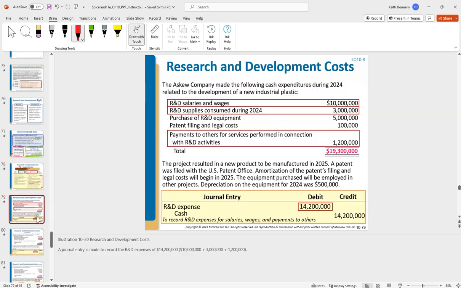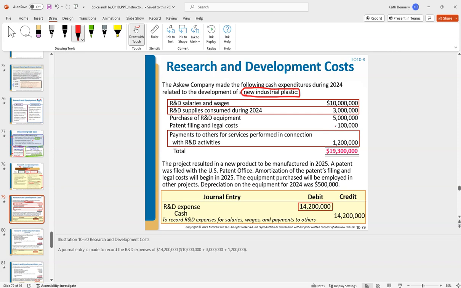Okay, let's look at an example here to kind of flesh this out. We have a company, they're trying to develop a new industrial plastic. That's kind of the goal. Just like we were trying to make that vaccine for COVID, here they're trying to make a new industrial plastic.